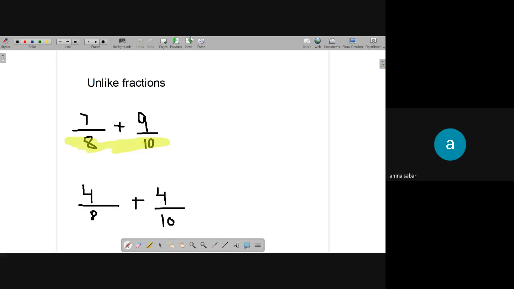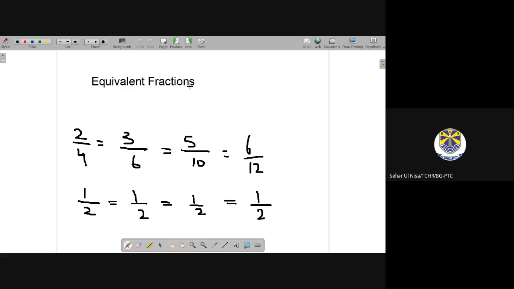Okay. Now, equivalent fractions. Equivalent fractions are such fractions in which the numerator can be different, the denominator can be different, but when you simplify the fraction, it will give you the same value. 2 ones are 2, 2 twos are 4. When you simplify it, it will give you 1 by 2. 3 ones are 3, 3 twos are 6. It is giving you 1 by 2. It is an equivalent fraction. 5 by 10 means 5 ones are 5, 5 twos are 10. So when you simplify, it is giving you the same value. 6 ones are 6 and 6 twos are 12. It is giving you the same value.